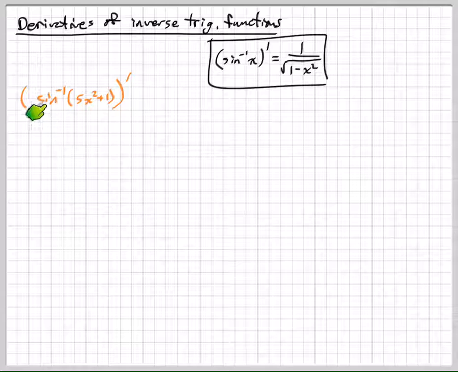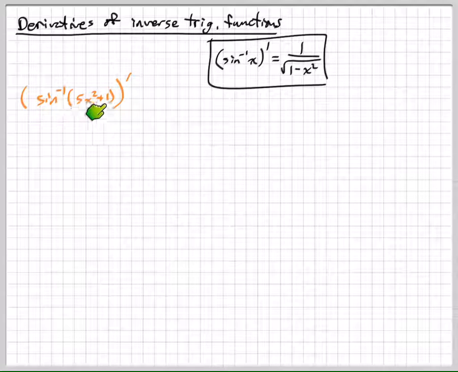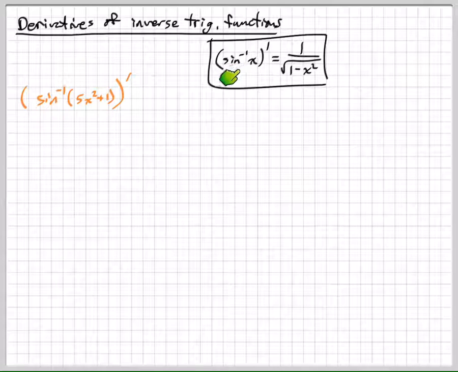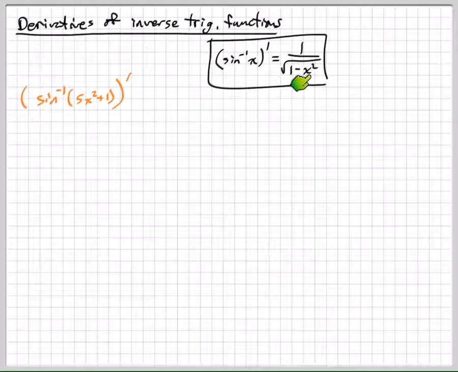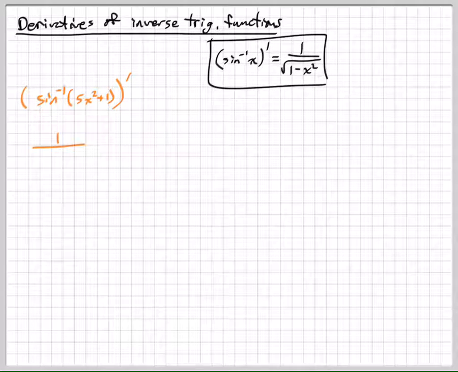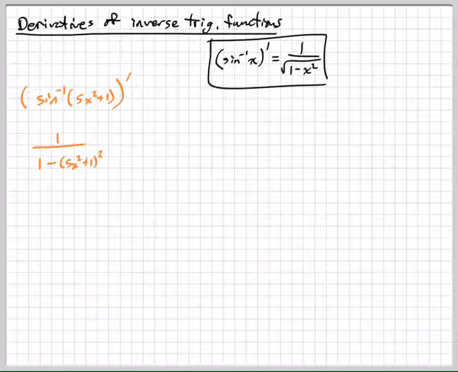So we know the derivative of this. Except look at this craziness inside. You see over here it says the derivative of inverse sine of x is this. So whatever's inside of the inverse sine, you have to square it right there. So this is what it would look like. I would have 1 over the square root of 1 minus, and then I'm going to have 5x squared plus 1. Square that, and then square root of that. Oh man, this is dirty.